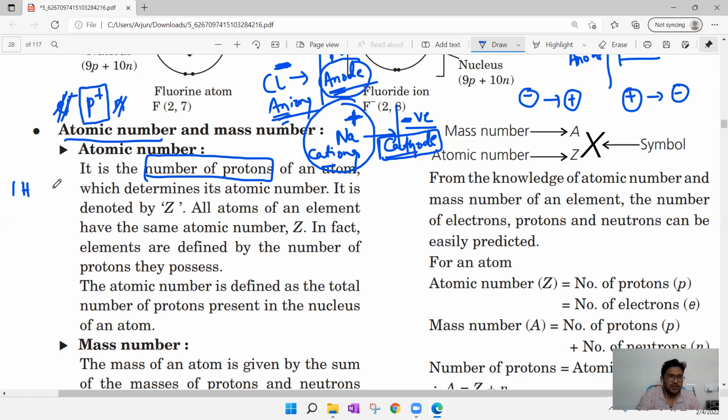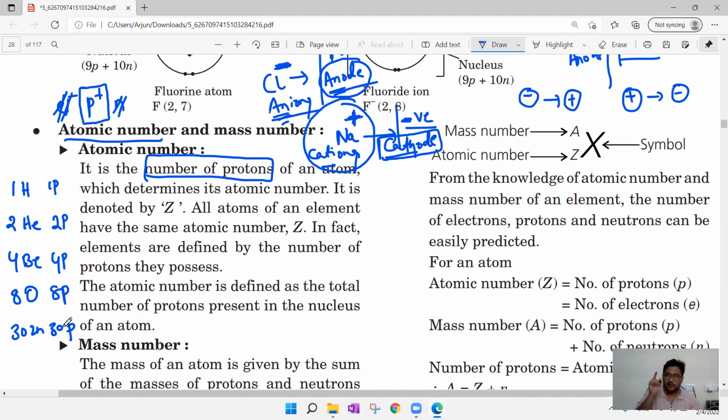Atomic number 1 is hydrogen because hydrogen has 1 proton. Atomic number 2 is helium. Why? Because it has 2 protons. Atomic number 4 is beryllium because it has 4 protons. Atomic number 8 is oxygen because it has 8 protons. Atomic number 30 is zinc because it has 30 protons.